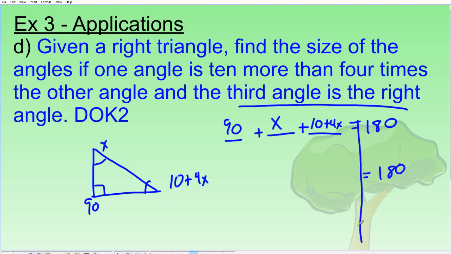Now, if I solve this equation by combining like terms, I have a 90 here and a 10 here that I can actually add together. That's 100. And I have a 4x from here and a 1x from there that I can combine together. Those are like terms. 4x plus 1x is 5x.